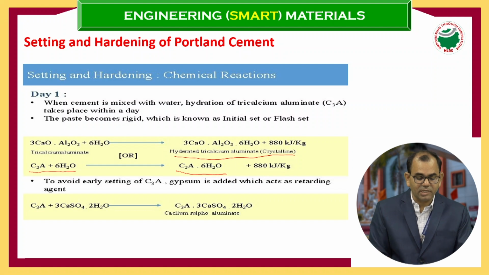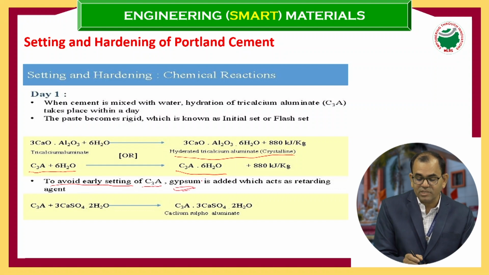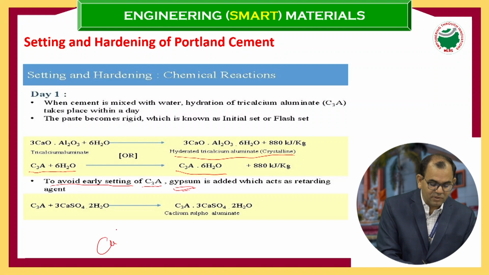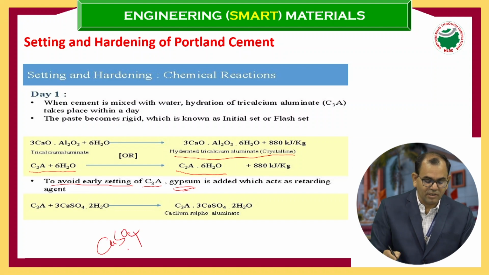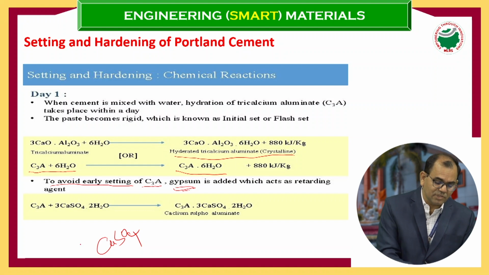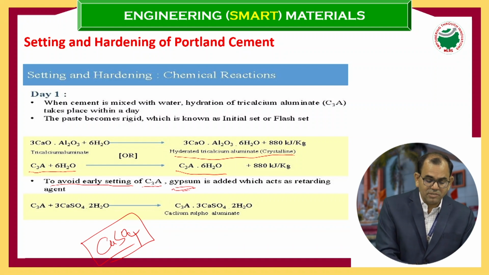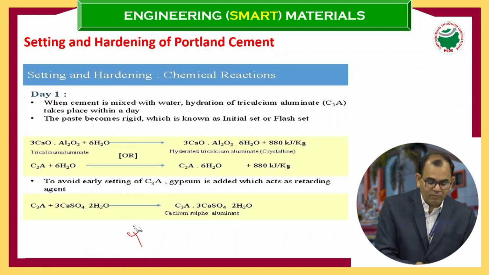Okay, now there is another reaction, that is adding of gypsum to avoid early setting. Tricalcium aluminate has been added with gypsum. What is the formula of gypsum? Calcium sulfate, CaSO4, calcium, sulfur and 4 moles of oxygen. So calcium sulfate is nothing but gypsum. Now this gypsum we are adding to the first reaction, the exothermic reaction.